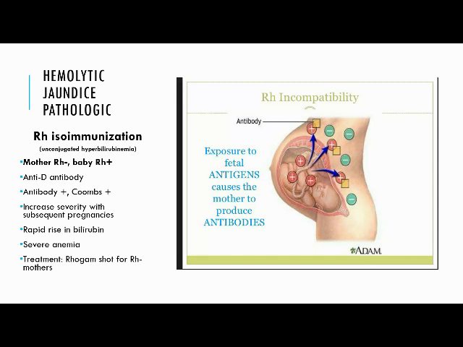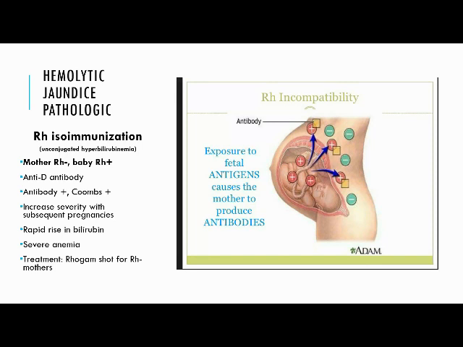It can be a nasty condition for babies that can cause severe anemia. So this will increase with severity with subsequent pregnancies. These are the moms that get ROGAM. There's a rapid rate of rise in bilirubin. Not seen very commonly anymore, thank goodness, because we have good prenatal care.